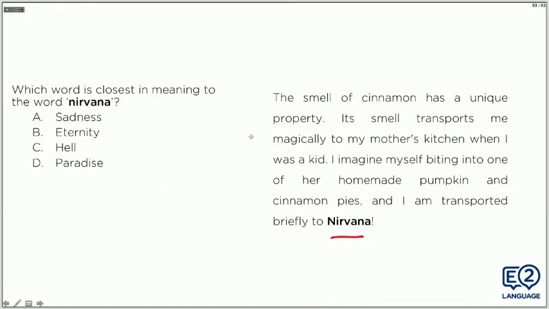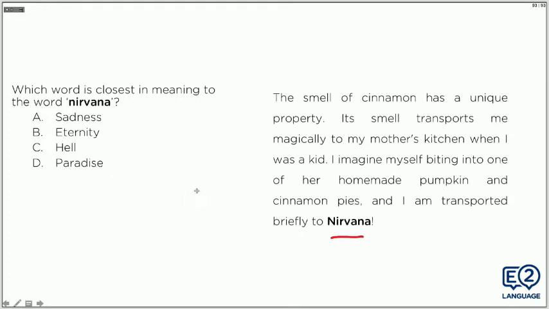So the smell of cinnamon has a unique property. Its smell transports me magically to my mother's kitchen when I was a kid. I imagine myself biting into one of her homemade pumpkin and cinnamon pies, and I am transported briefly to sadness, briefly to eternity, briefly to hell, briefly to paradise.